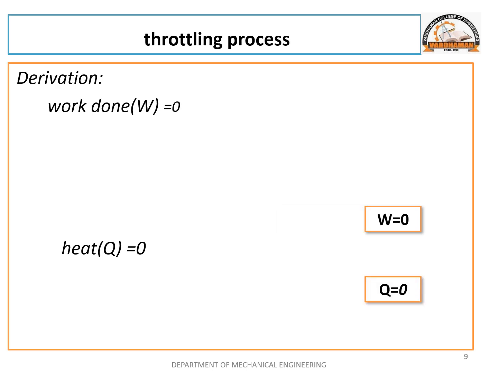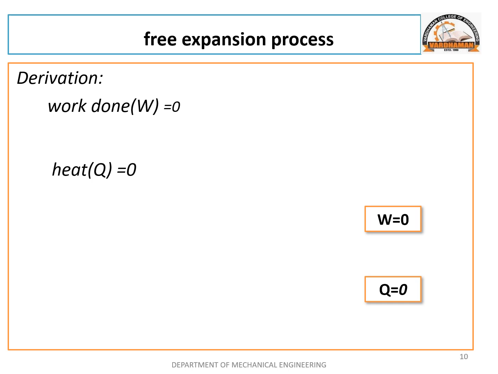Throttling process. In this process, work and heat are both equal to zero. Free expansion process. In this process, work and heat are also both zero.